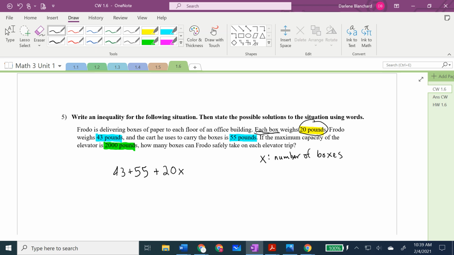I need this to not exceed, darn it, it's 10:40. I need this to not exceed 55 pounds. I'm sorry, I was looking at the wrong spot. I need this to not exceed 2,000 pounds. And you can write the 2,000 on either side.